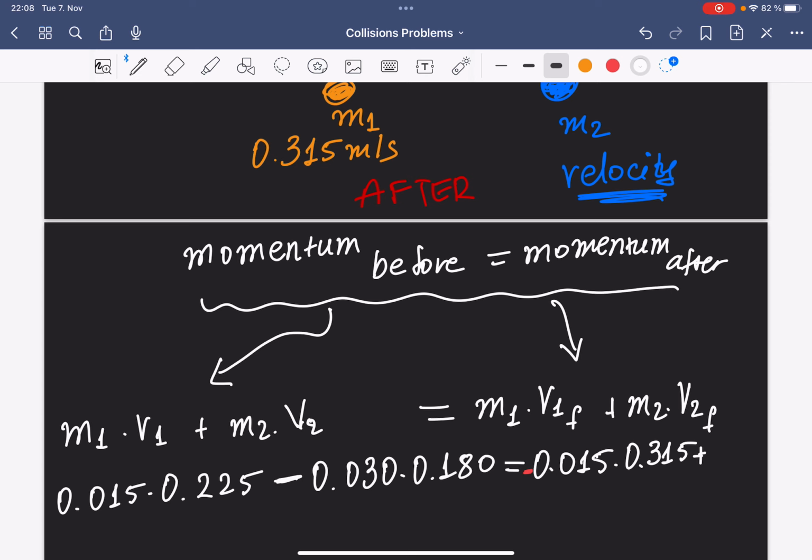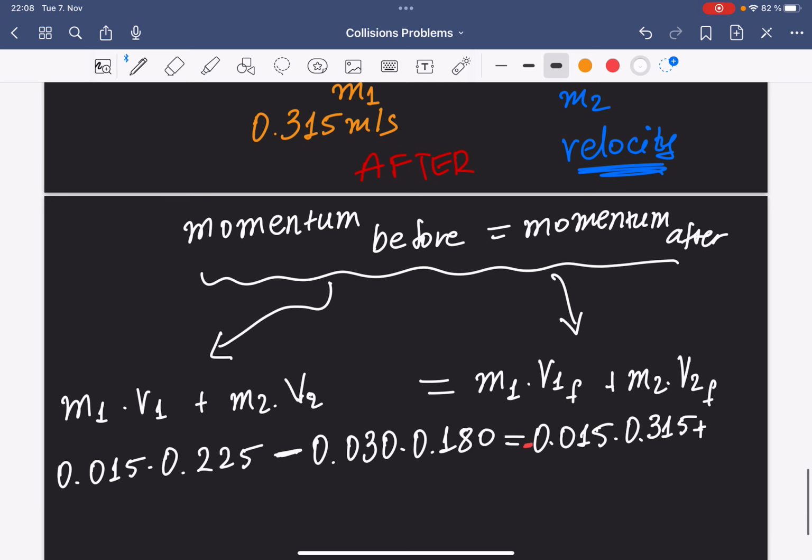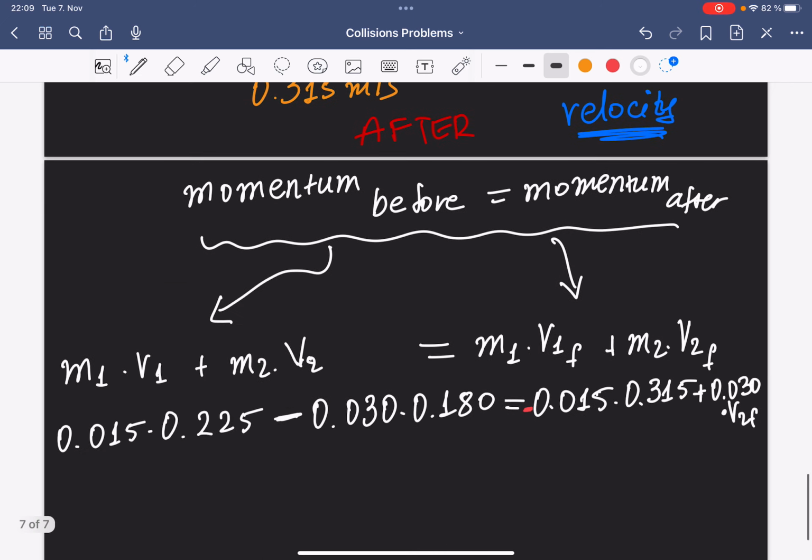Plus M2, which I'm going to write now as 0.03 times the V2F. Now, for the V2F, even though we don't know its direction, we don't know in which direction it's going to go, even though you can assume that it's going to go probably in the right direction, you can leave it as positive, and then the number at the end will show us the sign of your calculation, will show you also the direction, even if you don't know where the marble will move on.